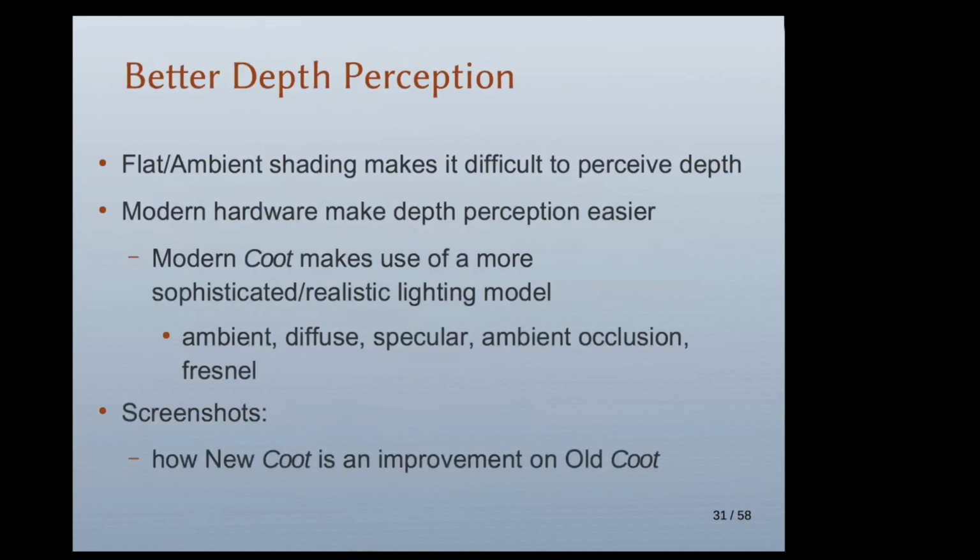But first of all, lighting. Flat ambient shading, the way it currently works, makes it difficult to perceive depth, as we'll see in the next couple of slides. Modern hardware allows the use of sophisticated lighting systems to make the perception of depth and the juxtaposition and configuration of the scene more readily apparent, so that perhaps the need for stereo will be less strong. So the lighting system that I'm using in Coot today is ambient, diffuse, specular, ambient occlusion, and Fresnel.